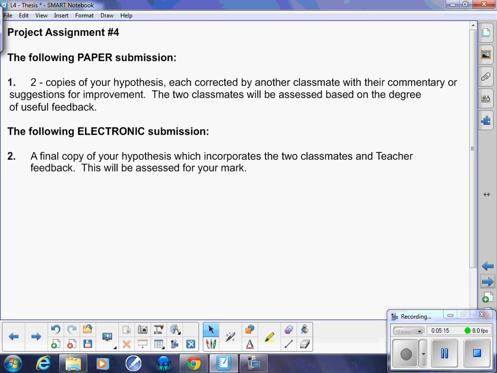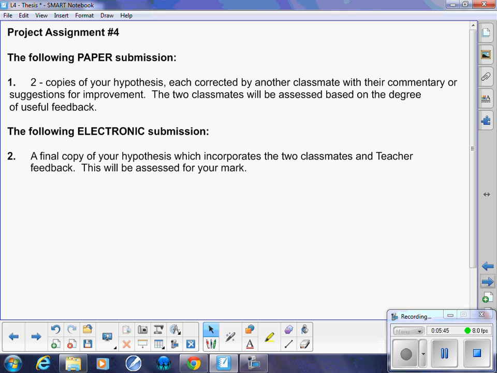So what's expected? This is what I'd like you to do. You're going to give me 2 copies of your hypothesis. So this is a paper copy. And I want you to find 2 people to critique the hypothesis. They do not have to be from the class. They can be from anywhere, because you're really preparing a paper for some individual to read. So it doesn't have to be a classmate. I have classmates up there, but you can get someone that's in another class. You get an English teacher, whoever you want to look at it. But I'm looking for 2 people to go through and make the commentary.